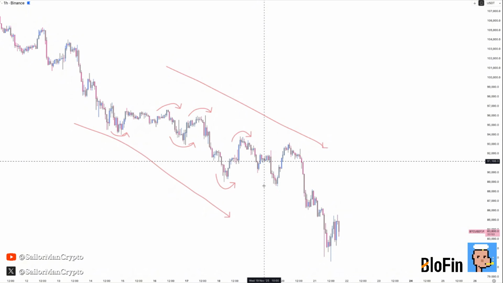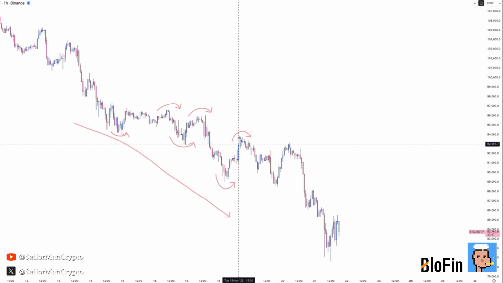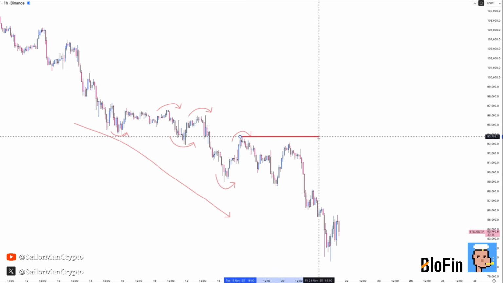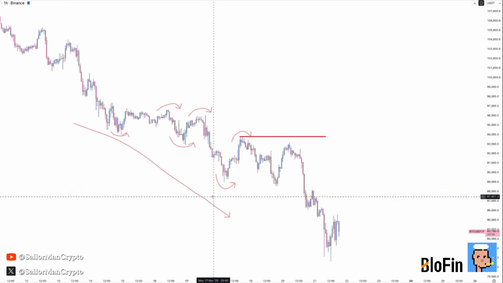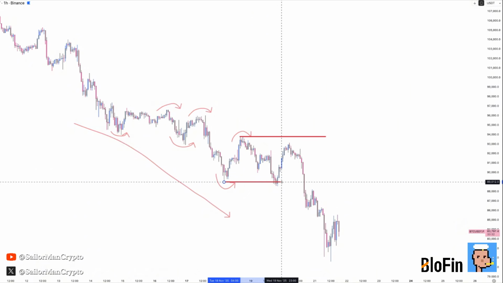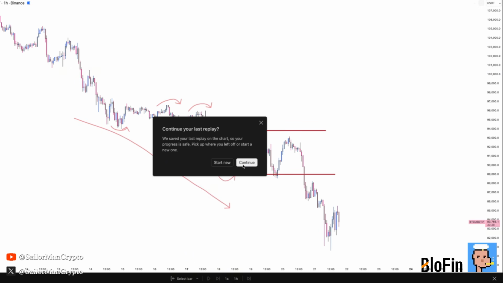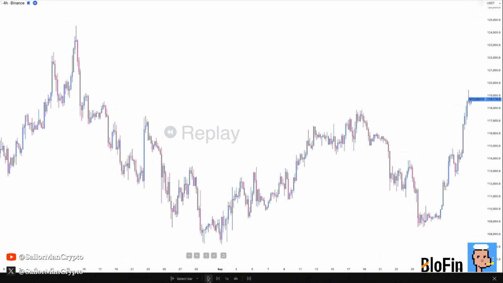What is happening here is something else, something in the middle. So let's make it like this. We know that this is our external structure. External structure. We play the replay. Not sure what it's doing.